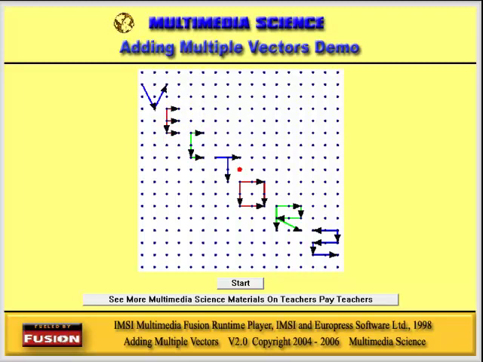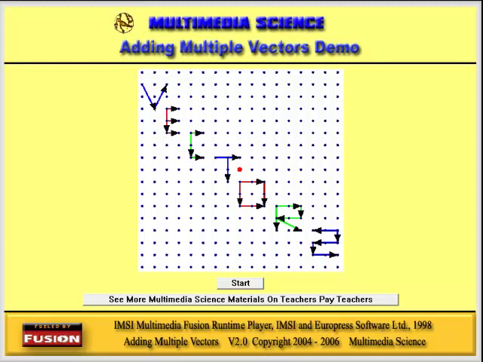This video will talk about the Multimedia Science Adding Multiple Vectors demo. The Adding Multiple Vectors demo includes a number of handouts and a piece of software that are designed to allow students to practice graphically adding a number of north, south, east, and west vectors by drawing the vectors on graph paper head to tail, and realizing that the graphically determined resultants are equal to those that would be calculated by adding the original vectors in the east and west and the north and south direction and calculating the final resultant mathematically.